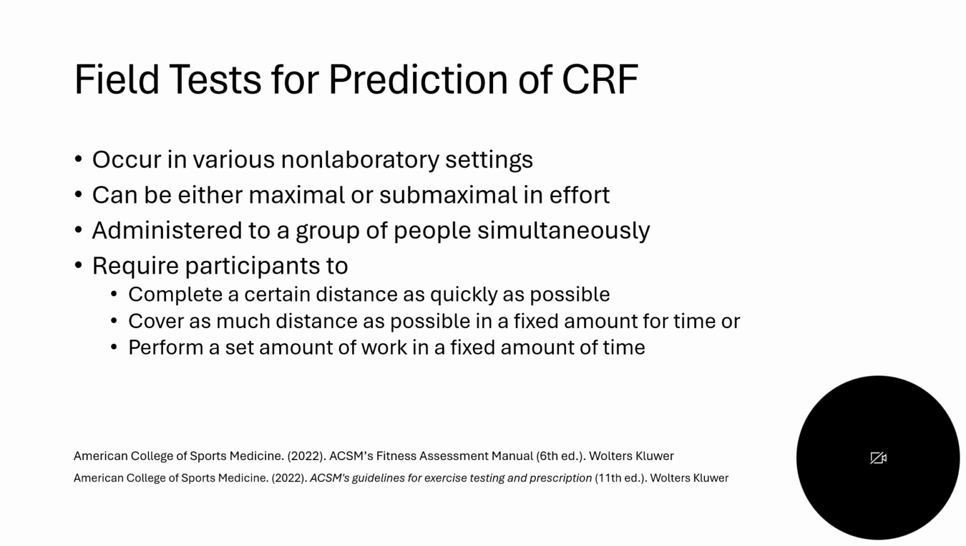They can either be maximal, which are tests that push your body to absolute exhaustion to measure peak physical capacity, or submaximal, which are tests that evaluate your cardiovascular fitness without pushing your body to absolute exhaustion. These tests can be administered to a group of people simultaneously. They require participants to complete a certain distance as quickly as possible, cover as much distance as possible in a fixed amount of time, or perform a set amount of work in a fixed amount of time.